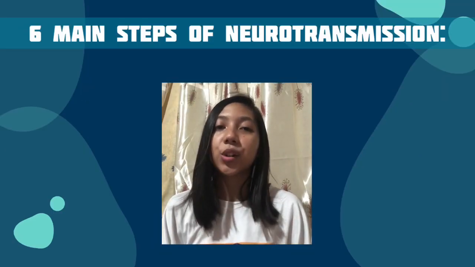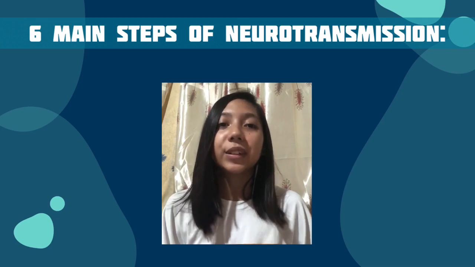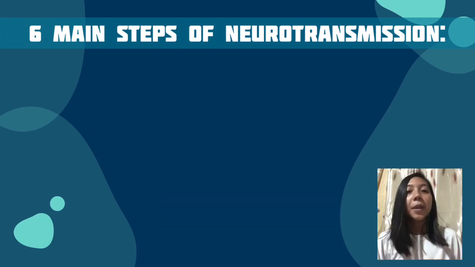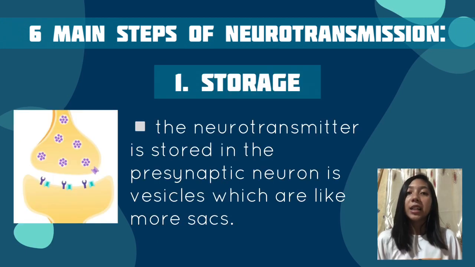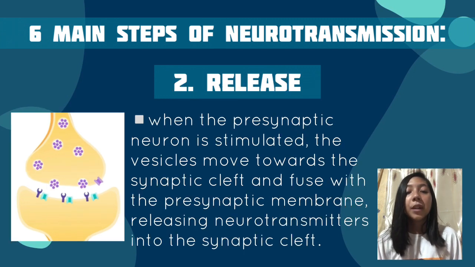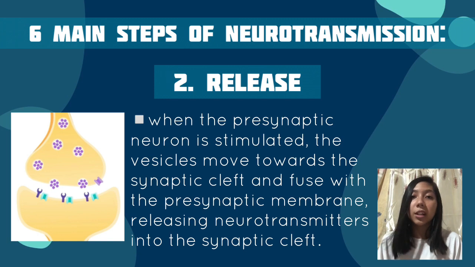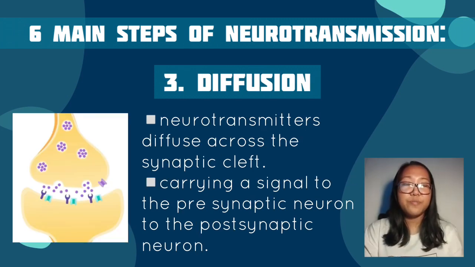Now that we understand the structure of a synapse and all the key terms, let's take a look at how impulses are passed from the neurons to an adjacent cell. There are 6 main steps. Number 1 is storage. The neurotransmitter is stored in the presynaptic neuron in vesicles, which are like sacs. Number 2 is release. When the presynaptic neuron is stimulated, the vesicles move toward the synaptic cleft and fuse with the presynaptic membrane, releasing neurotransmitters into the synaptic cleft. Number 3. Diffusion. Neurotransmitters diffuse across the synaptic cleft, carrying a signal from the presynaptic neuron to the postsynaptic neuron.